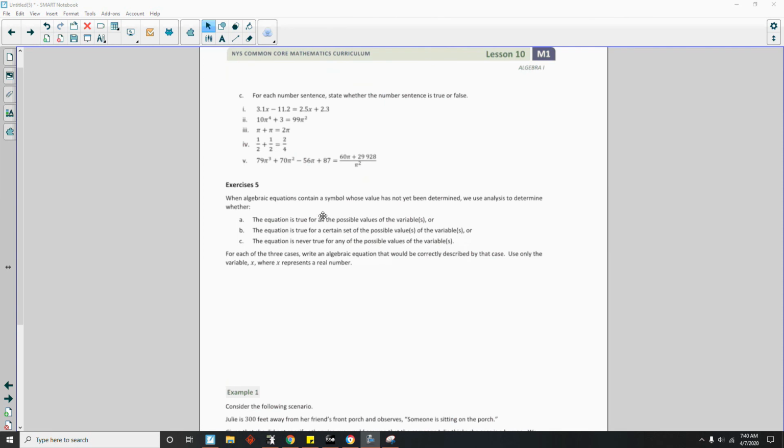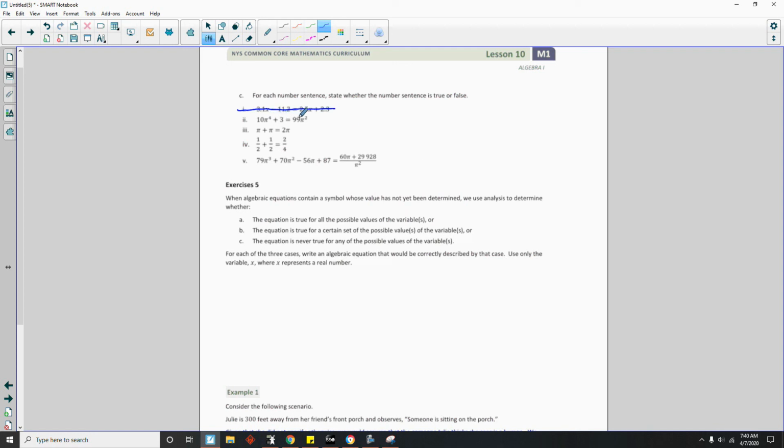Okay, page 5 brings us to part C. So I copied over all of those equations from the prior page, because we're going to answer another question on them. It says, for each number sentence, state whether the number sentence is true or false. Okay, so we're not going to do this one. That is not a number sentence.